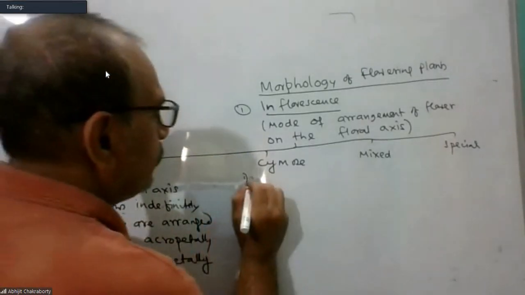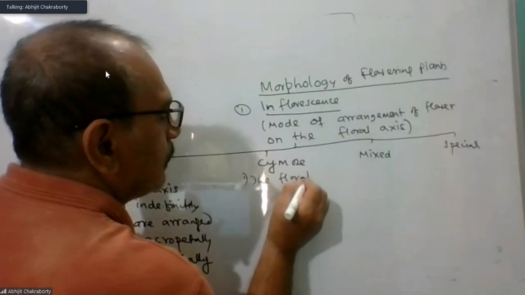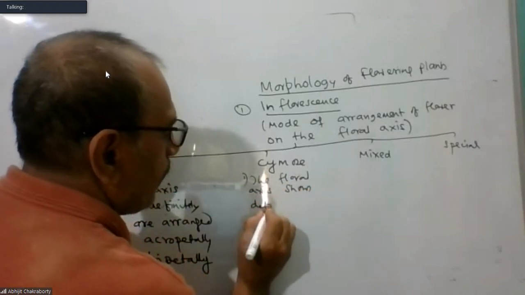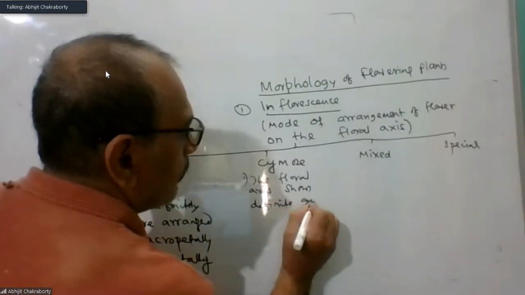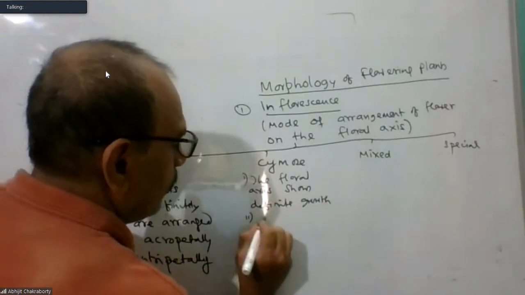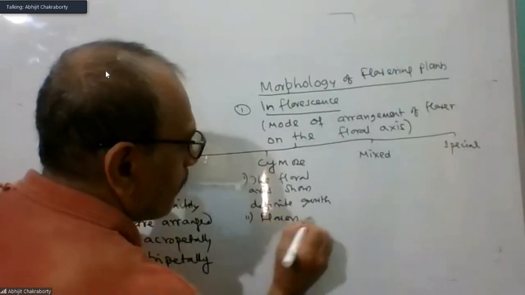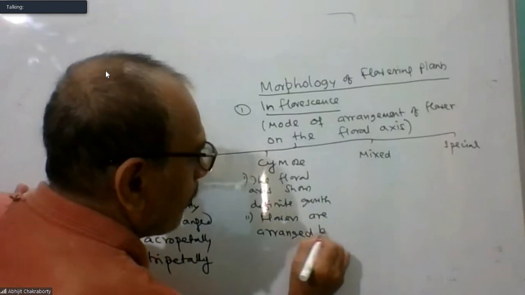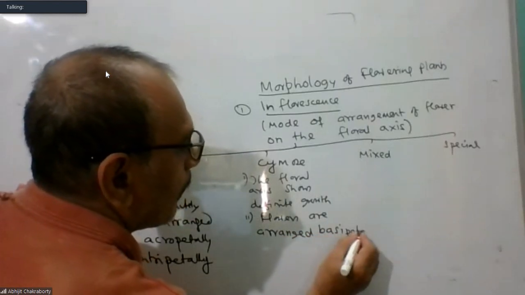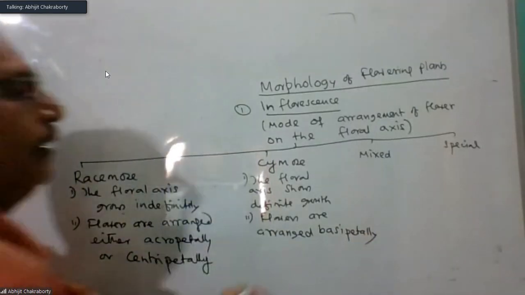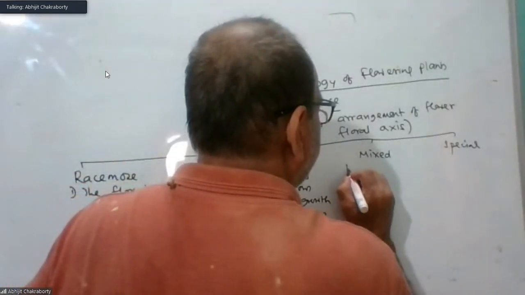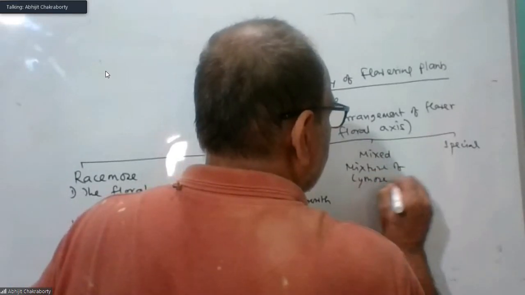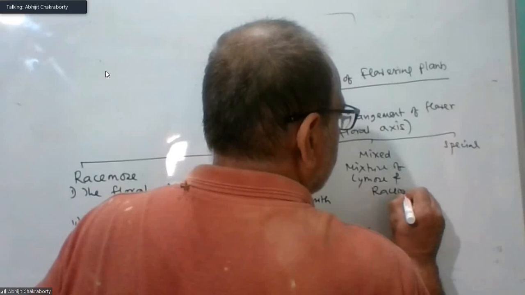Here, in cymose, the floral axis shows definite growth. Flowers are arranged basipetally. The mixed type is a mixture of cymose and racemose.